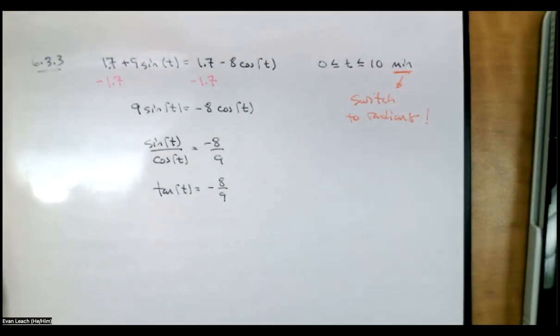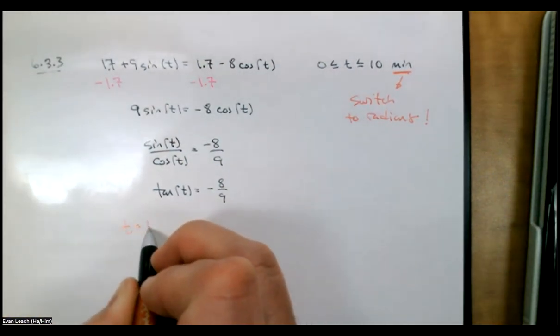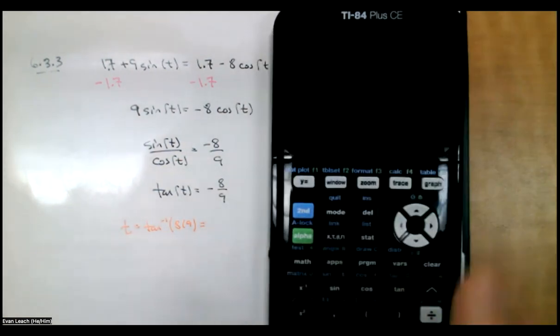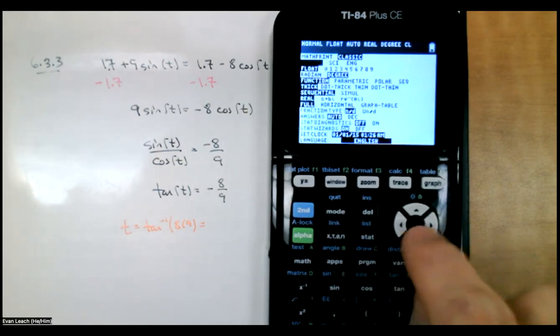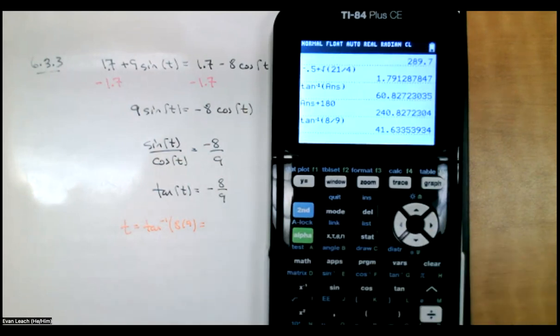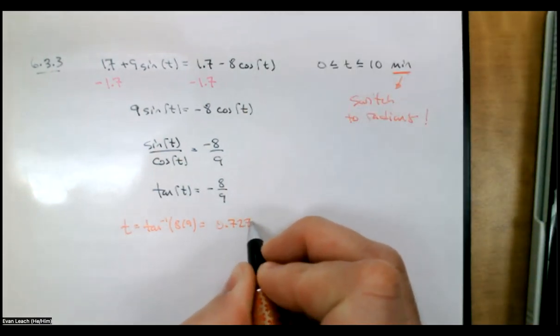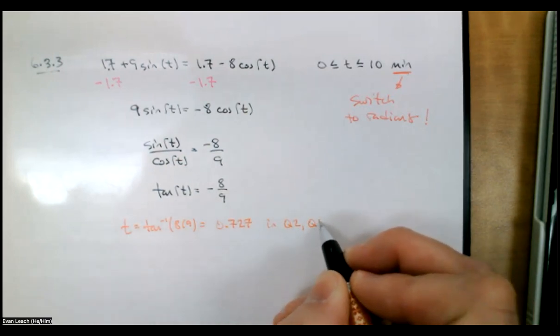Tangent of t equals negative 8/9 is going to give us a reference angle, and we're going to start putting that in quadrants, and we're just going to add the period to each of those until we go before 0 or after 10. So my reference angle, oops, I just said pi in radians, is 0.727. And it's negative. So we're going to go in quadrant 2 and quadrant 4.